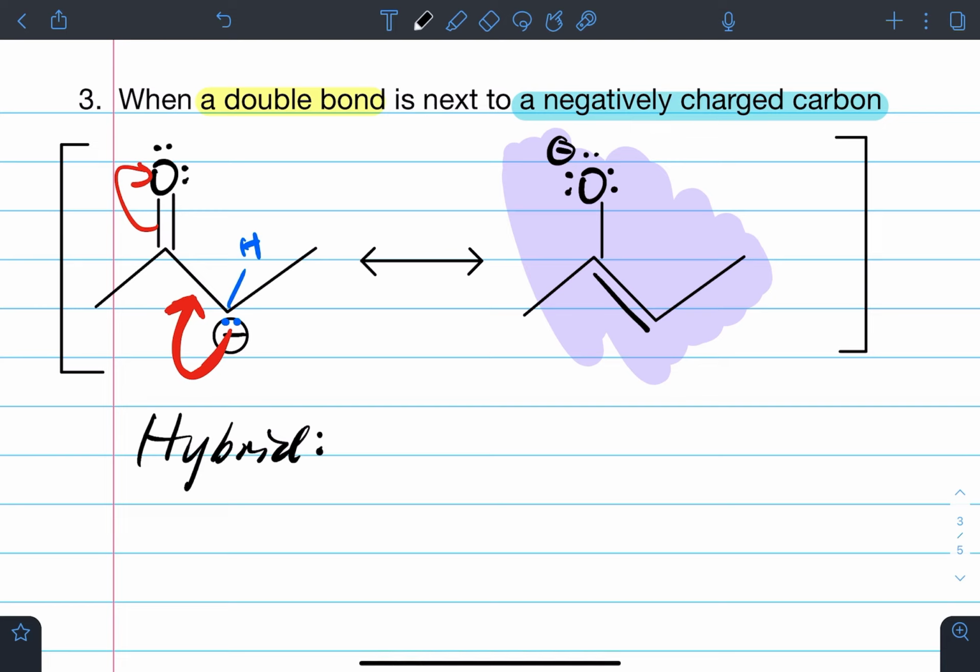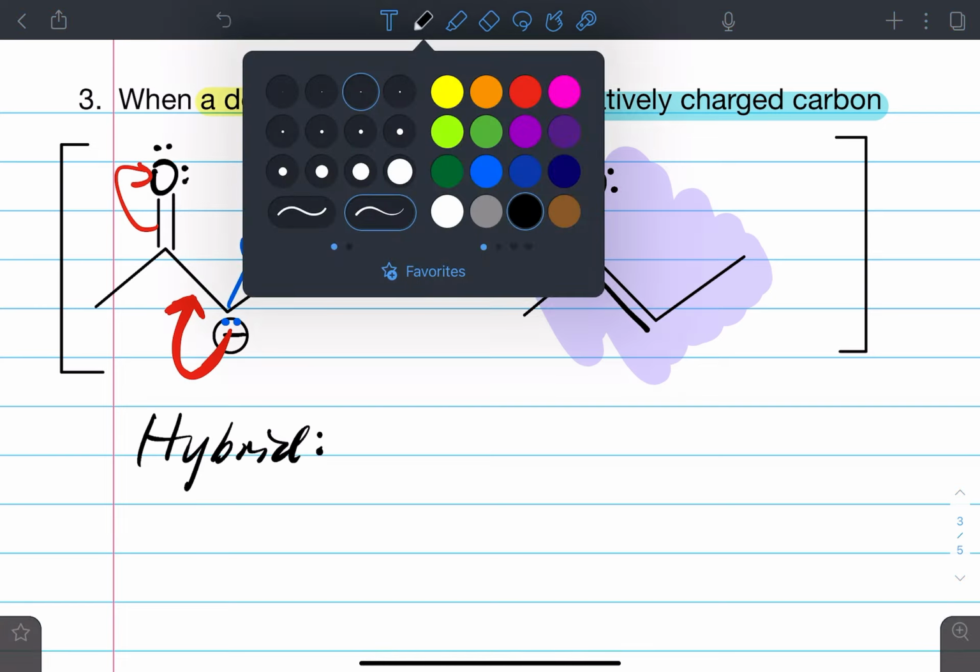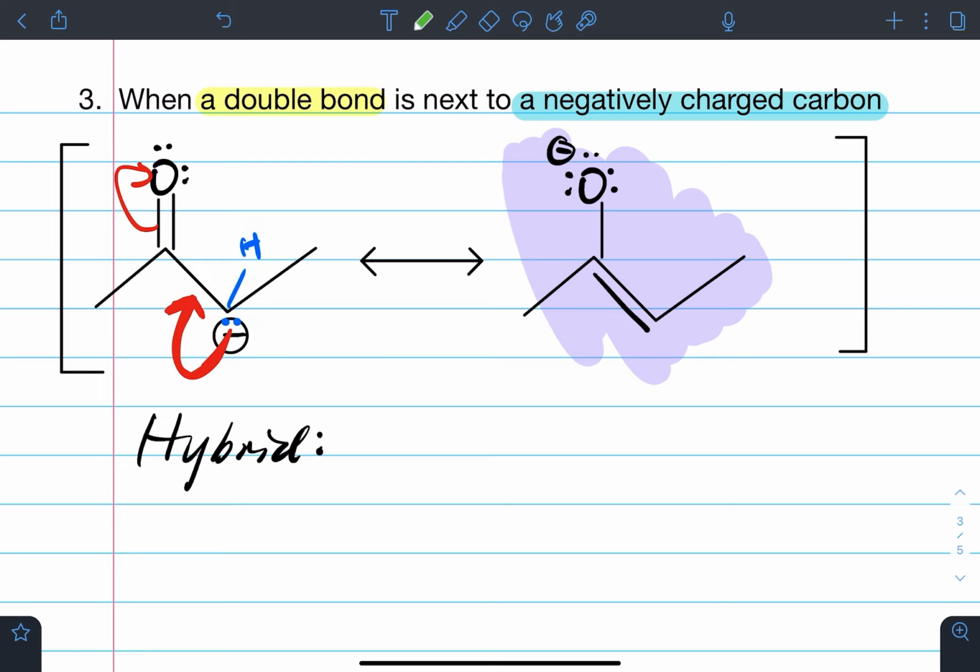Okay, so to draw the hybrid structure, let me use a different color to track the distribution of my charges, okay, and also the distribution of my double bonds. Okay, first, my carbon here, I'm so sorry, I meant to use this. So my carbon here had a negative charge first, and then the negative charge went to oxygen, okay? And then first, I had my double bond here, and then I ended up having my double bond here, right? Okay, so if I were to draw my hybrid structure, I would draw something like that, okay?